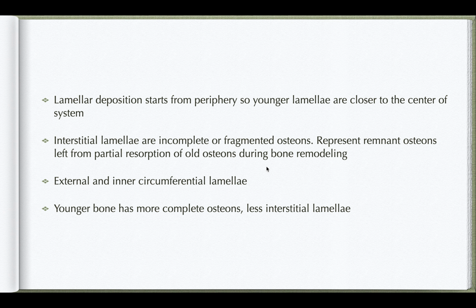And then interstitial lamellae are incomplete or fragmented osteons. They represent the remnant osteons left from partial resorption of the old osteons during bone remodeling. And there's an external and inner circumferential lamellae. The younger bone has more complete osteons and less interstitial lamellae, so there's less lamellae to break up the osteons.